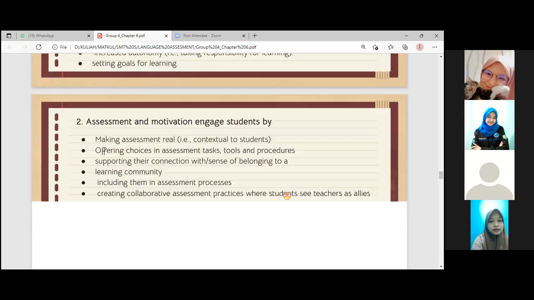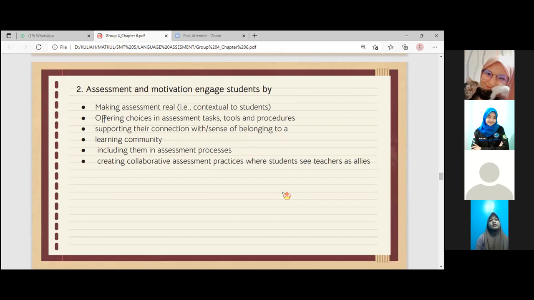And the third is assessment and motivation engage the student by making the assessment real, such as make it contextual for the student, and then offering choices in assessment tasks, tool, and procedure, and then supporting their connection with sense of belonging to learning community, and then including them in assessment processes, and then creating collaborative assessment practice where a student see teacher as allies. So in here, to make the student engaged by the assessment, we have to make the student be a part of that assessment, like that.